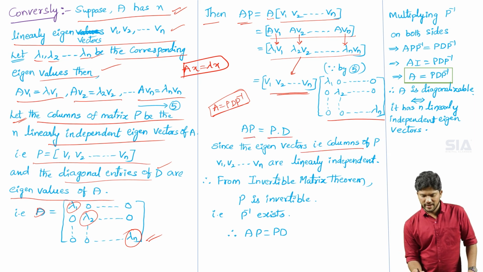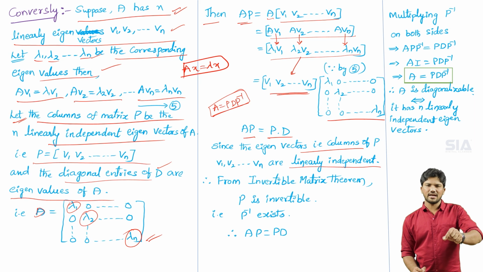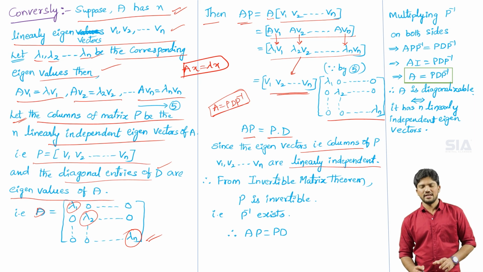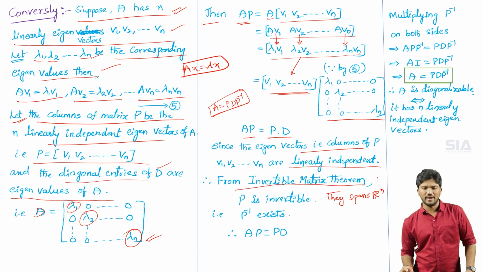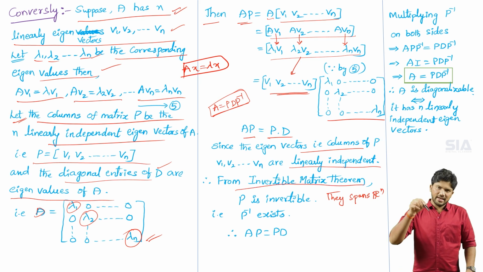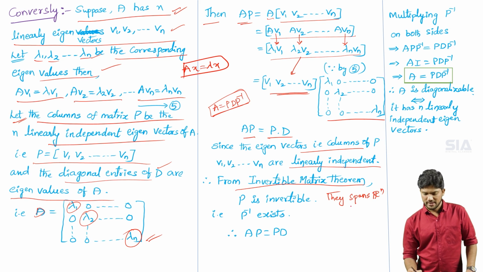Since the eigenvectors, that is the columns of capital P, are linearly independent, whenever the columns of capital P are linearly independent, they span the given space. So from the invertible matrix theorem, whenever linearly independent eigenvectors are there as the columns of a matrix capital P, they span capital R n and the given matrix is invertible.